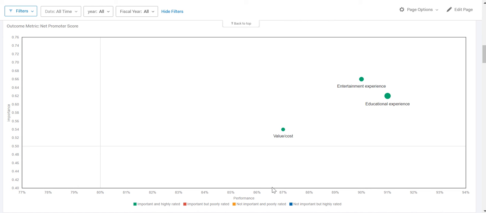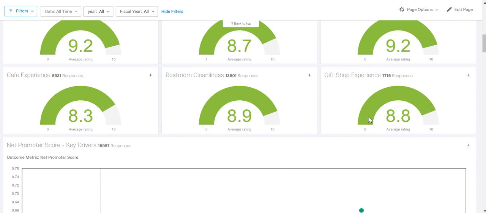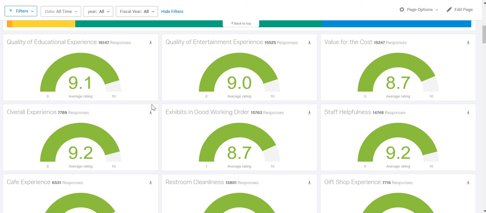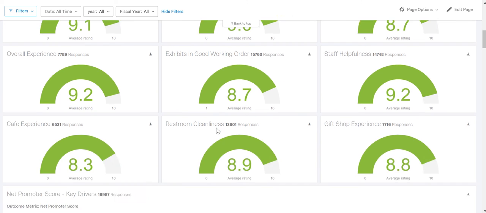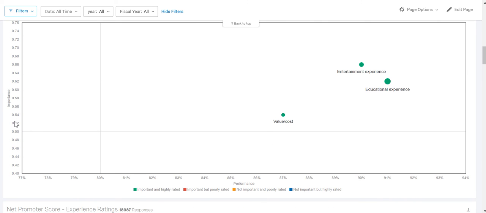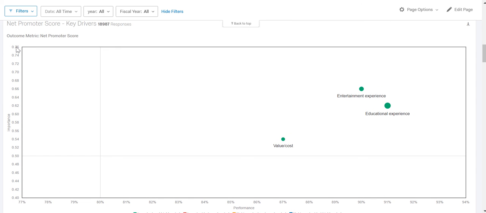The horizontal axis simply shows the average rating for the metric expressed as a percentage. So for example, this dot for educational experience, it says 91%. If you scroll back up, the average rating is a 9.1, so they correspond. The vertical axis shows the degree of correlation with the Net Promoter Score, so the scale is from a 0 to 1, where 1 would be perfect correlation.